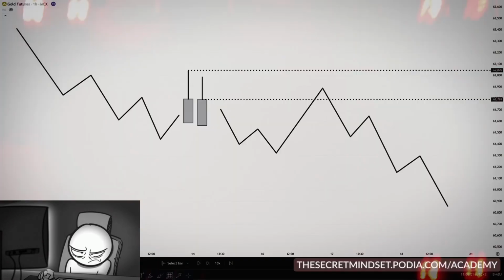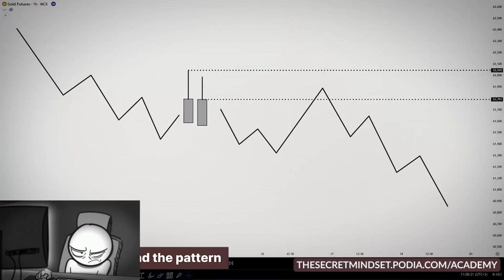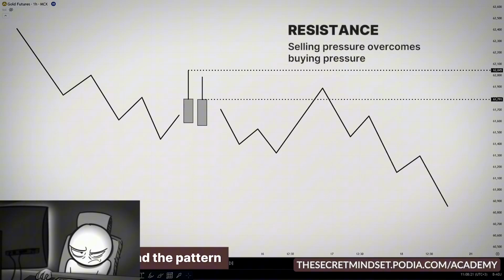Let's talk a bit about the mechanics behind the pattern. To really get this strategy, you need to understand what's happening in the market. First, we have resistance. The rejection block acts as a resistance level. In price action trading, resistance is where selling pressure overcomes buying pressure.